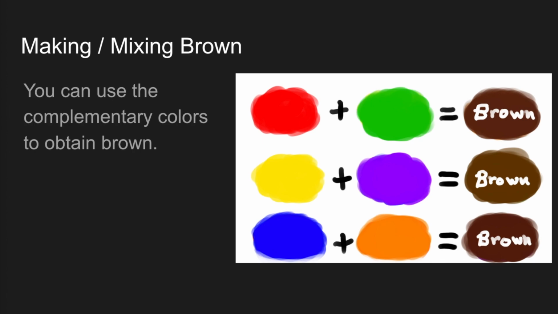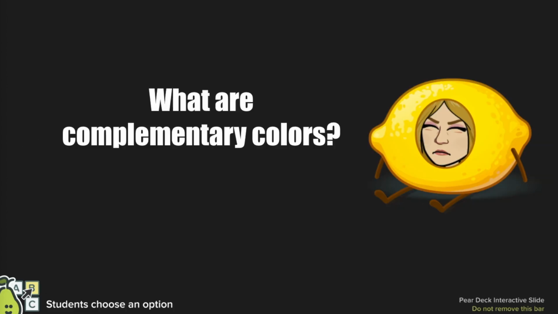So doing a red and green together makes a version of brown. Similarly, a yellow and purple make a brown. And lastly, a blue and orange would make a brown. Okay, so here's the review. What are the complementary colors again? Just think to yourself which colors are across from each other on the color wheel.